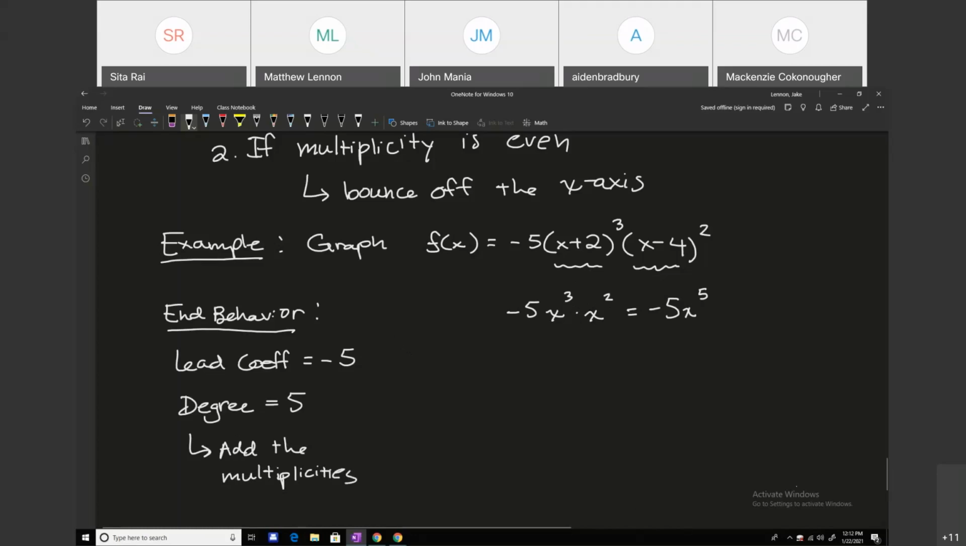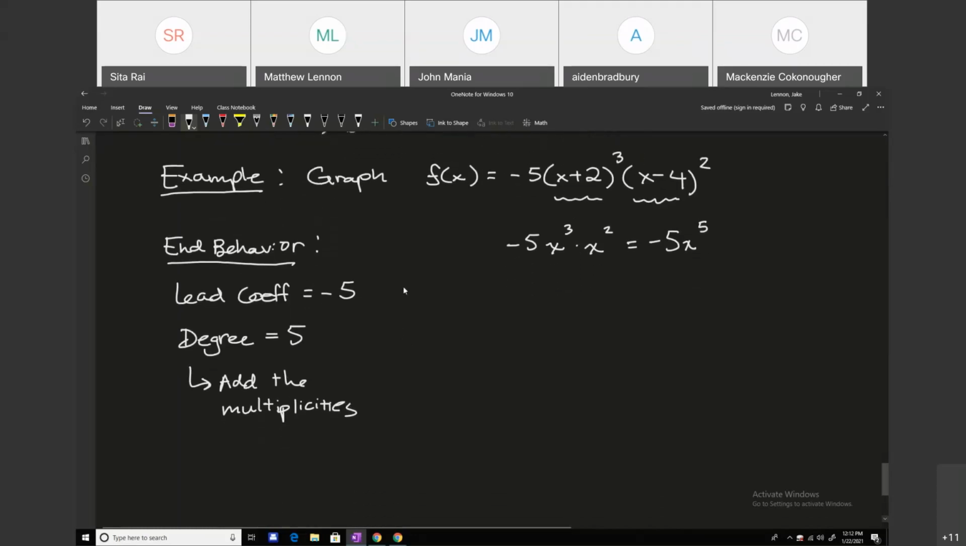If that makes sense. So what is the end behavior here? The end behavior, we have negative and odd. So for negative and odd, we had the left rises and right falls. Now for the intermediate behavior.